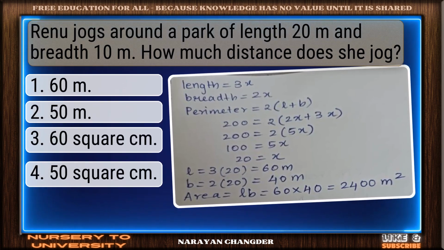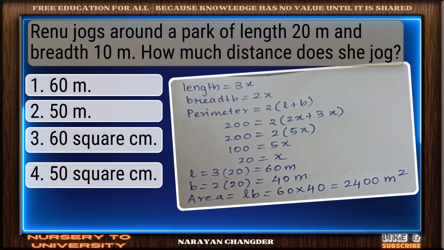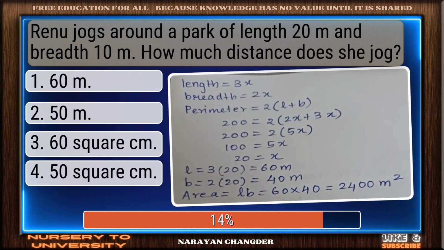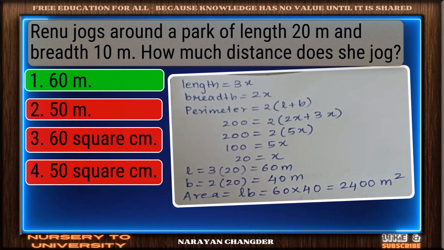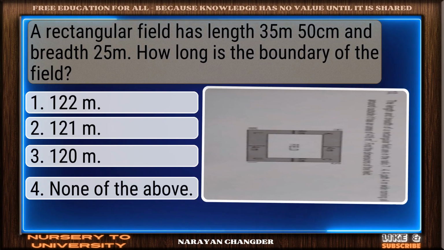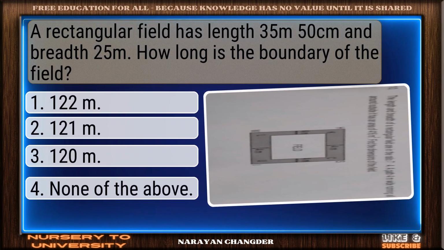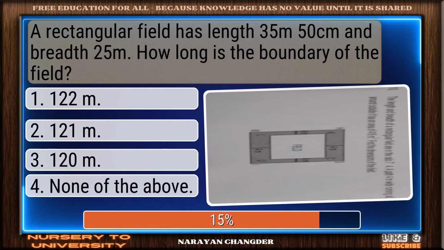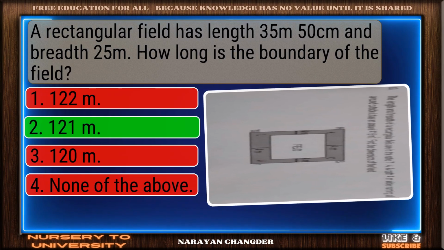Renu jogs around a park of length 20 m and breadth 10 m. How much distance does she jog? Valid point. 60 m is true. A rectangular field has length 750 cm and breadth 25 m. How long is the boundary of the field? Solid response. 65 m is a valid choice.